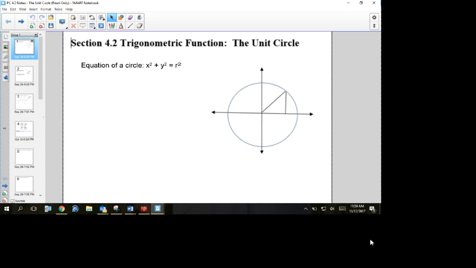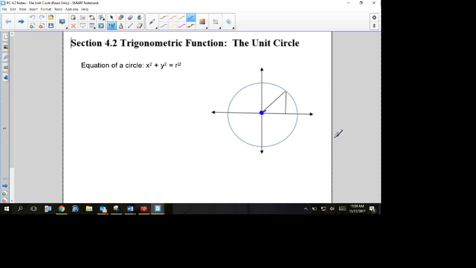There we go. So we have graphed some circles in the past couple chapters. X squared plus y squared is radius squared. That's the equation of a circle. I've drawn one. Here is the radius, or a radius, from that circle. At the start of the radius is the ordered pair 0, 0, and at the end of that radius is some ordered pair x, y.